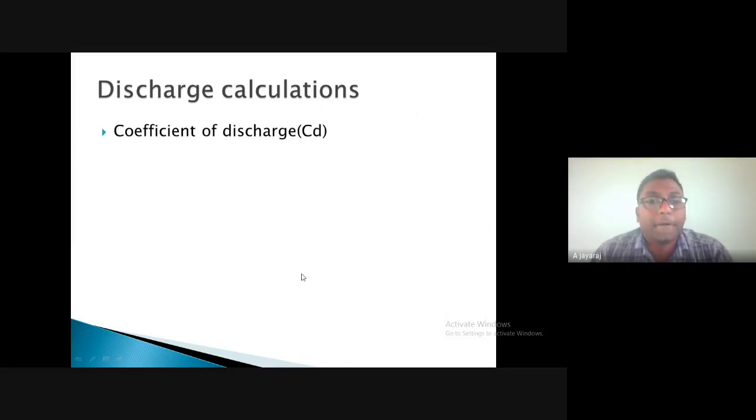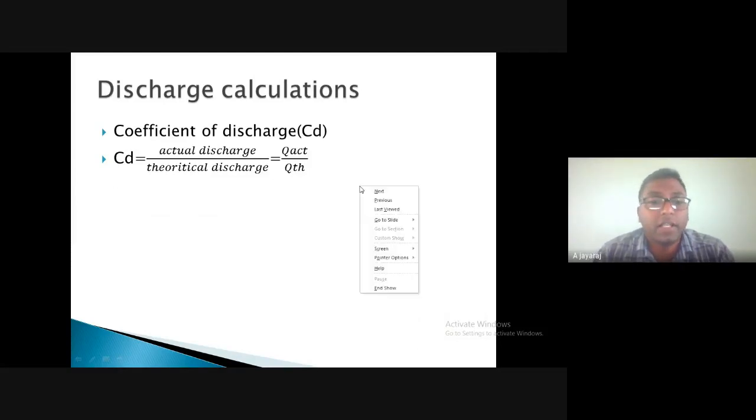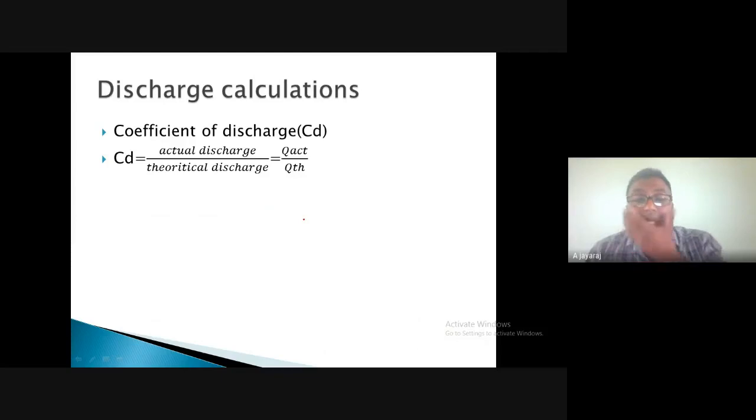Coefficient of discharge is defined as actual discharge divided by theoretical discharge. The theoretical discharge, we have seen the formula: Q equals LAN divided by 60 for a single acting pump. So what is the difference between the theoretical discharge and the actual discharge? The actual discharge is not the same as the theoretical discharge because of the concept called slip.